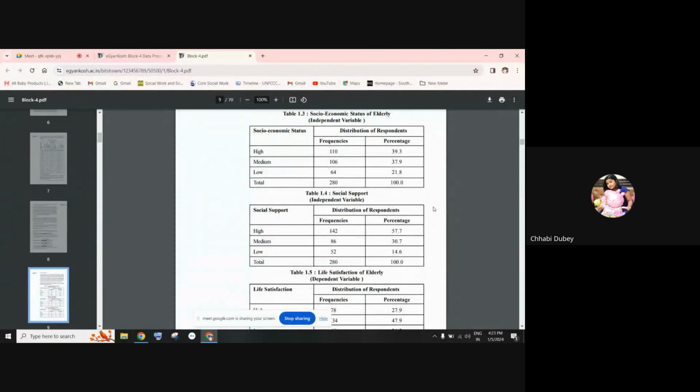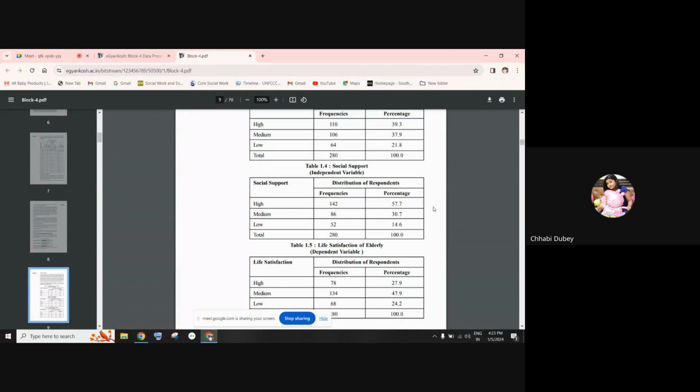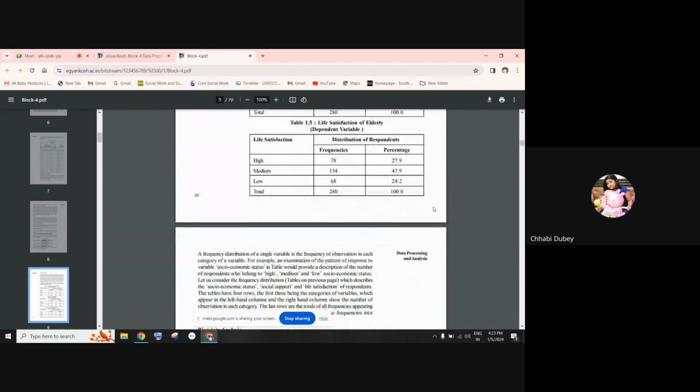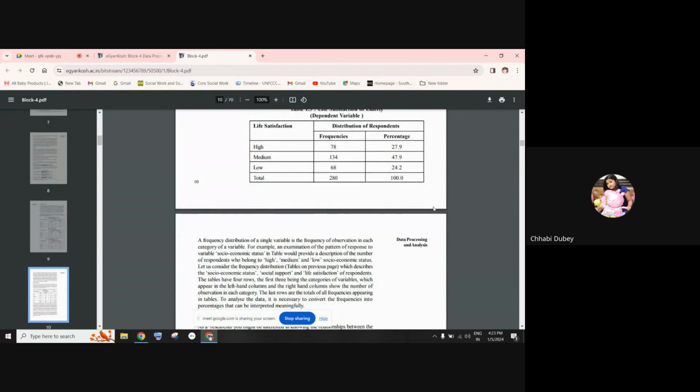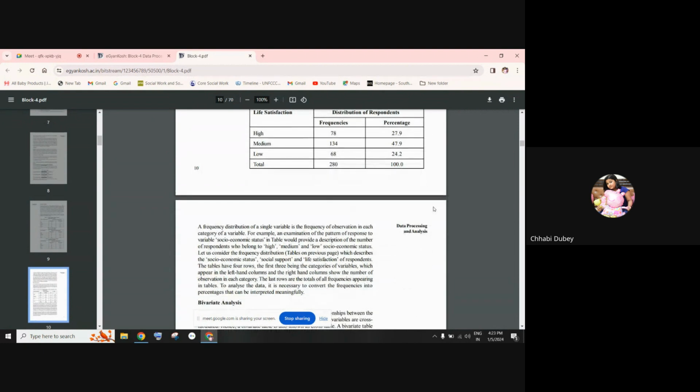This is an example of a univariate table. A frequency distribution of a single variable is the frequency of observation in each category of a variable. For example, they have shown the pattern of response for the variable socioeconomic status, where respondents belong to a high, medium, and low socioeconomic status. They have given this example in the table.